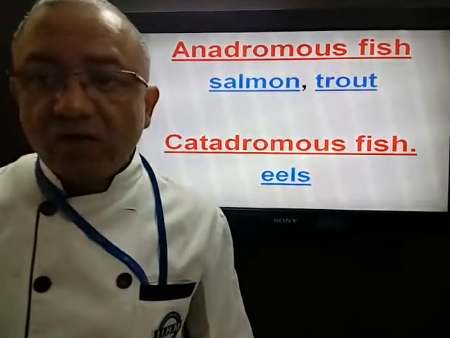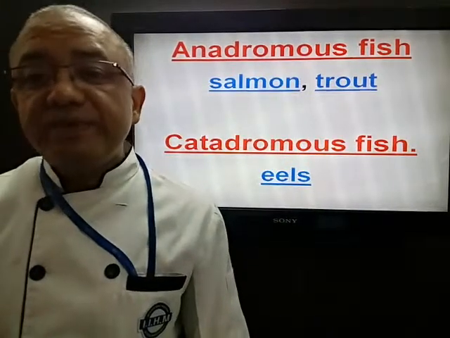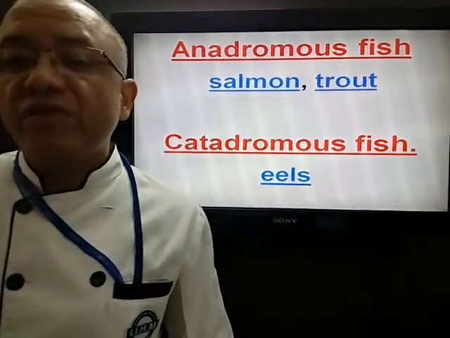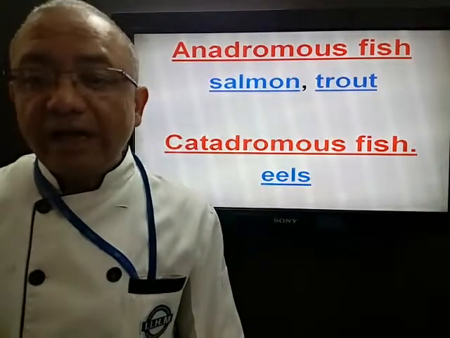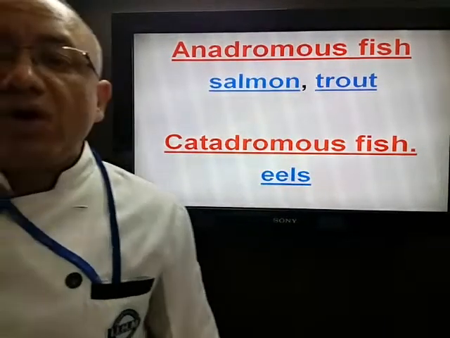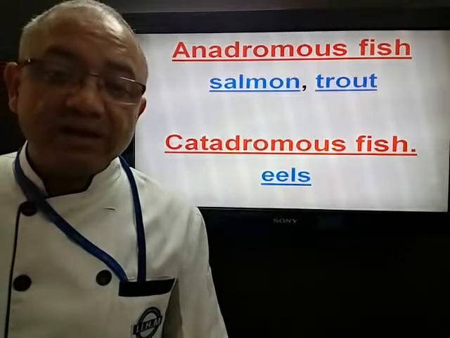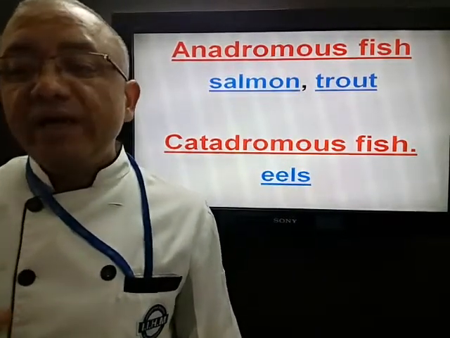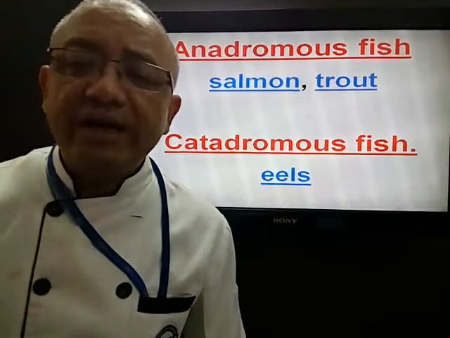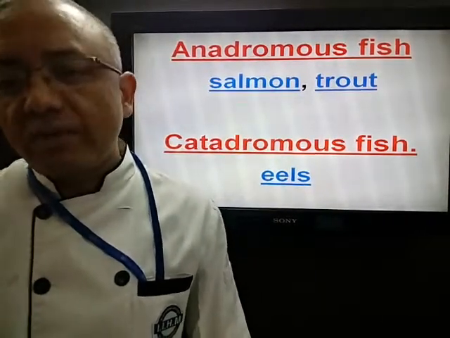So, for the anadromous fish, this species of fish reproduce in fresh water but live in the seawater. You can say the salmon, or you have trout, and there are other fishes like sea lamprey, and there might be the three-spined stickleback. There are a lot of varieties of fish which show anadromous behavior.